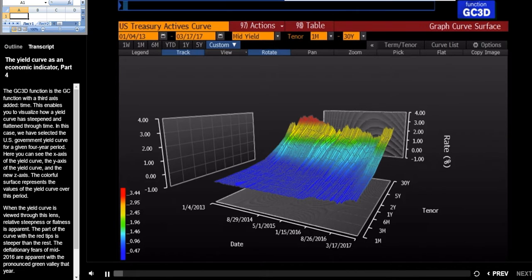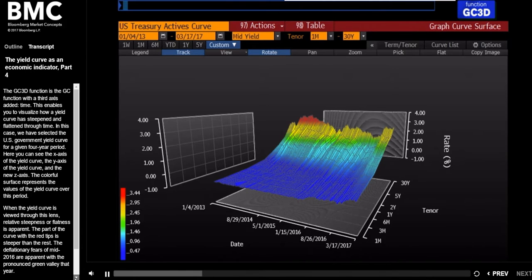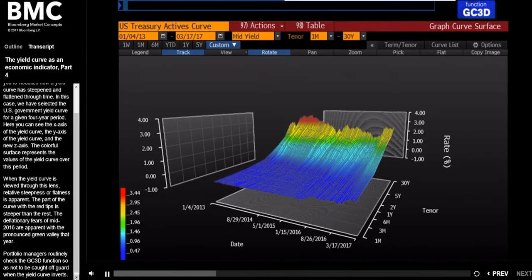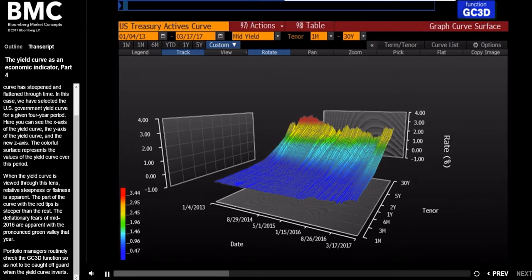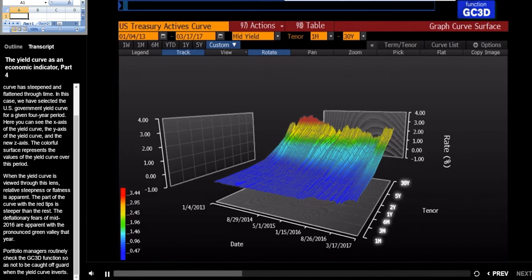The GC3D function is the GC function with a third axis added, time. This enables you to visualize how a yield curve has steepened and flattened through time. In this case, we have selected the U.S. government yield curve for a given 4-year period. Here you can see the x-axis of the yield curve, the y-axis of the yield curve, and the new z-axis.